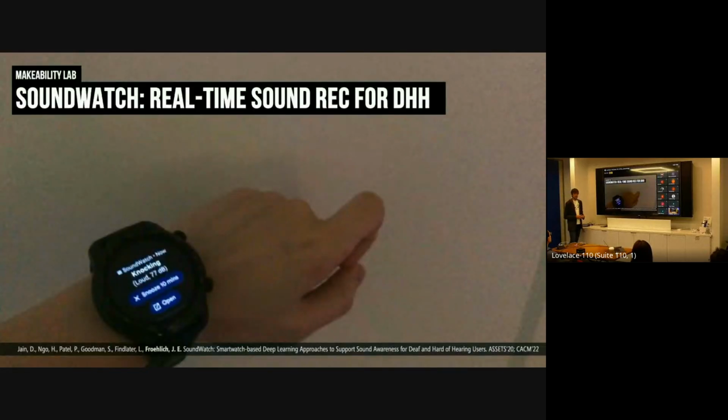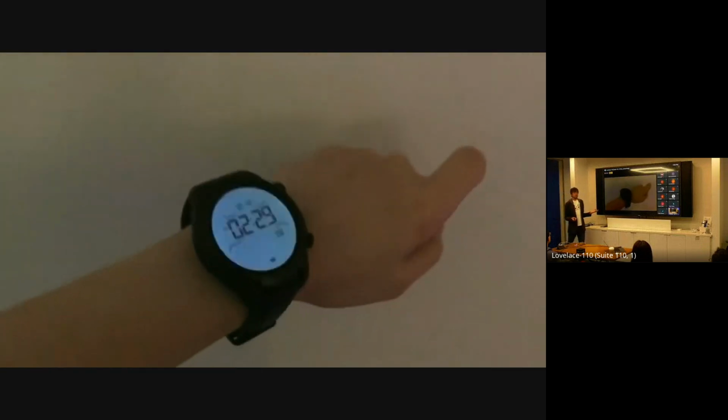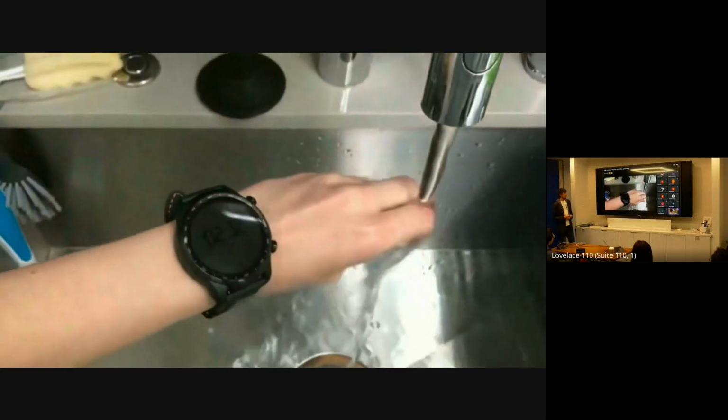Here's another one. This was done by my PhD student, Dhruv Jain, when he was a PhD student here. He's now a professor at University of Michigan. And here the idea is, can we utilize real-time sound recognition algorithms? Here we have a custom trained model running on the watch and on the phone to recognize sound and provide sound feedback to people who are deaf and hard of hearing.